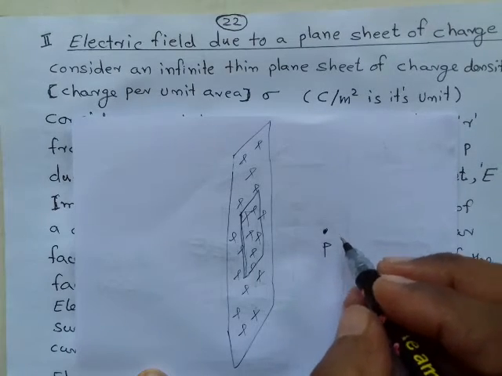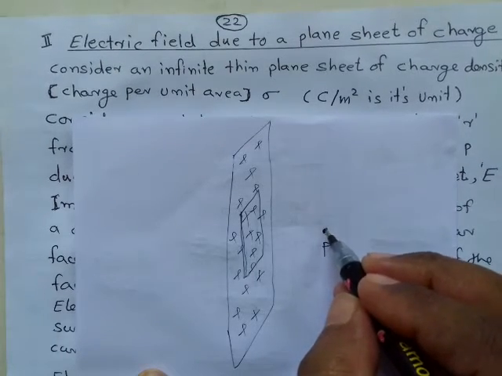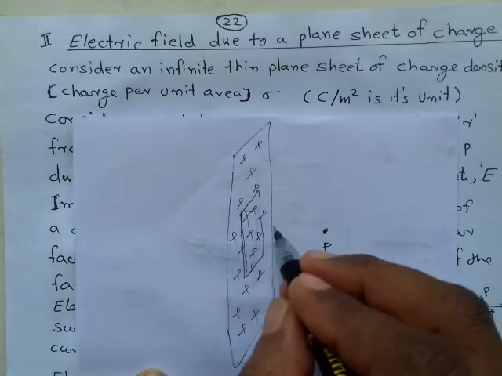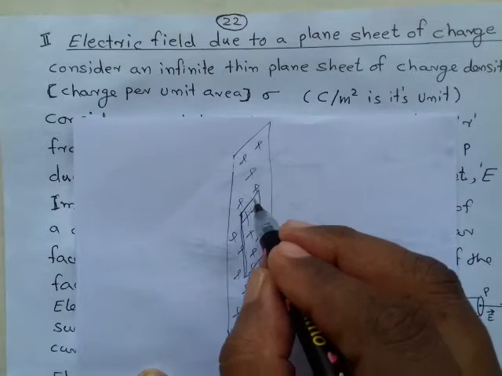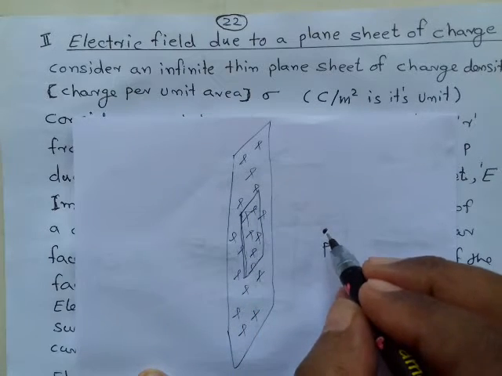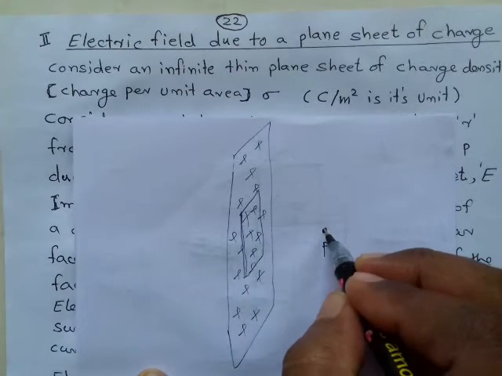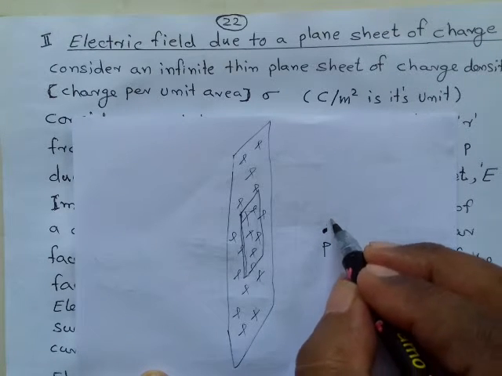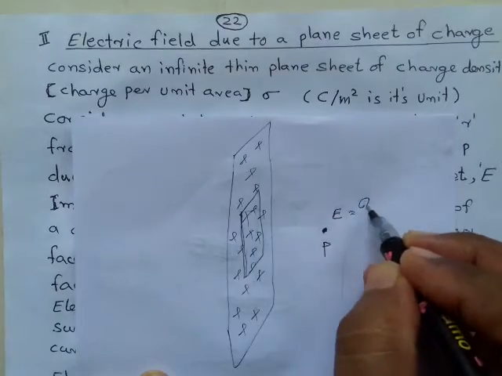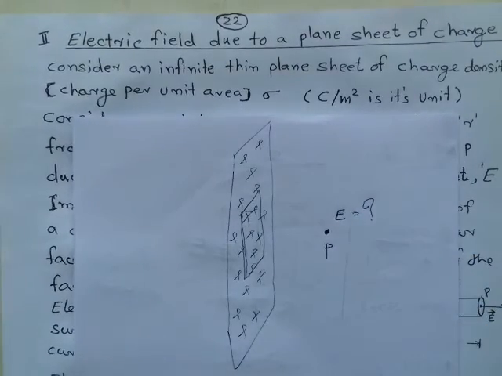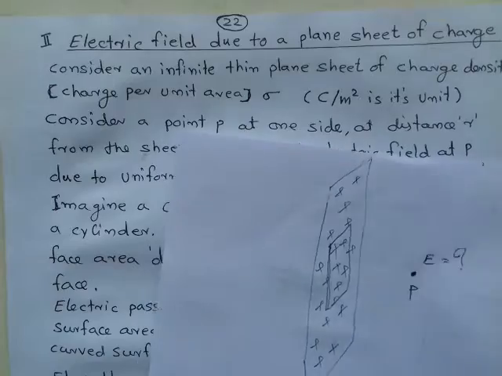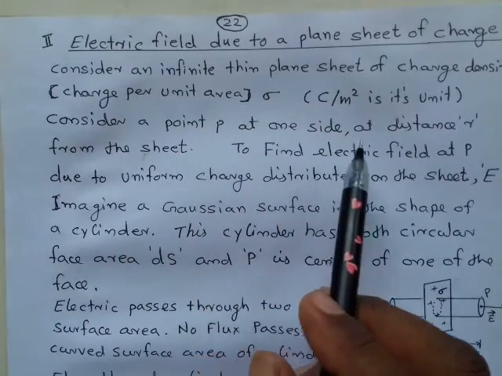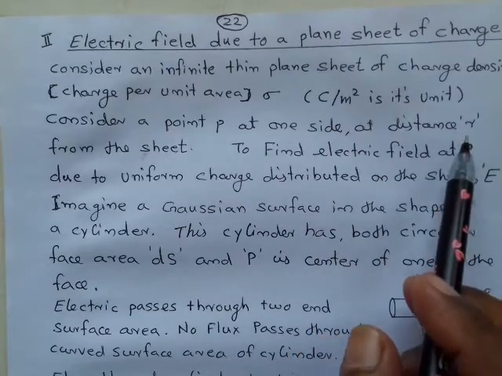So let P be a point. Actually here there will be electric field due to each of these charges. It is very difficult to find the electric field considering each charge separately. So Gauss's theorem helps us to find the electric field here. Let E be the electric field and we want to find the equation for that. So consider a point P at one side at a distance r from the sheet.